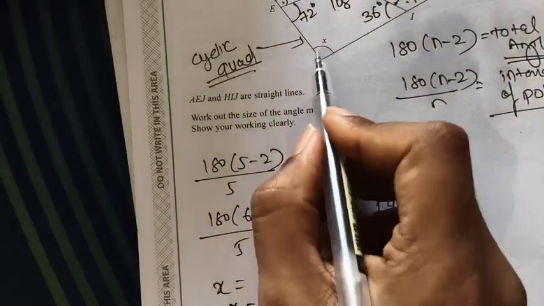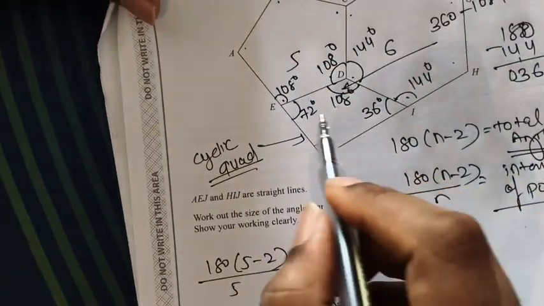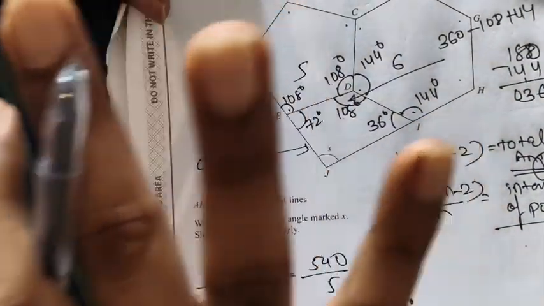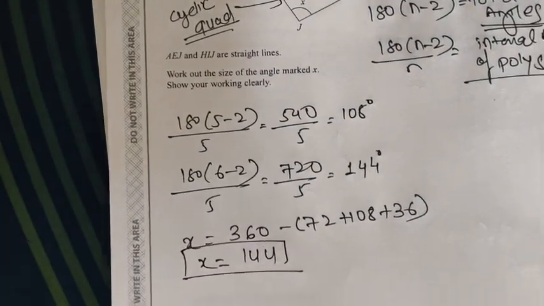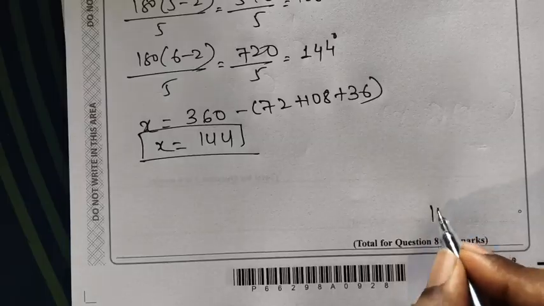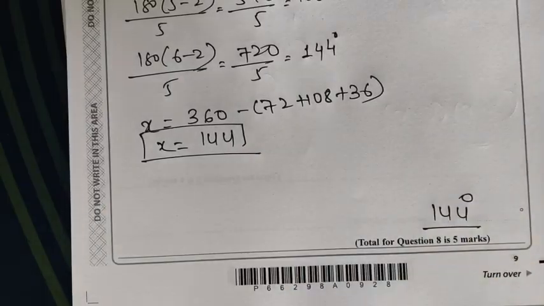Always check that it's an obtuse angle. In case you get the answer as an acute angle, you will be wrong, right? So your answer is x equals 144. You can write down the answer here as 144 degrees, correct?